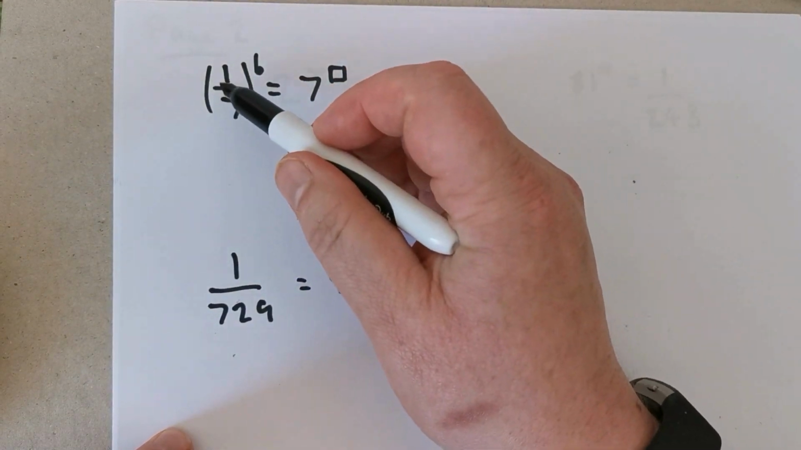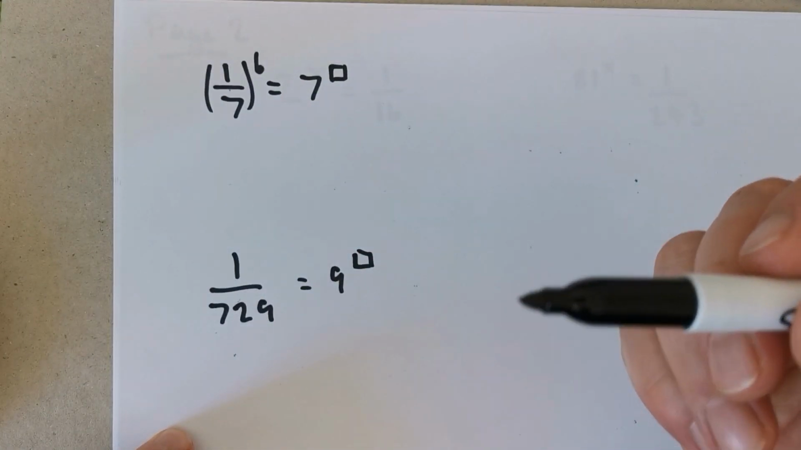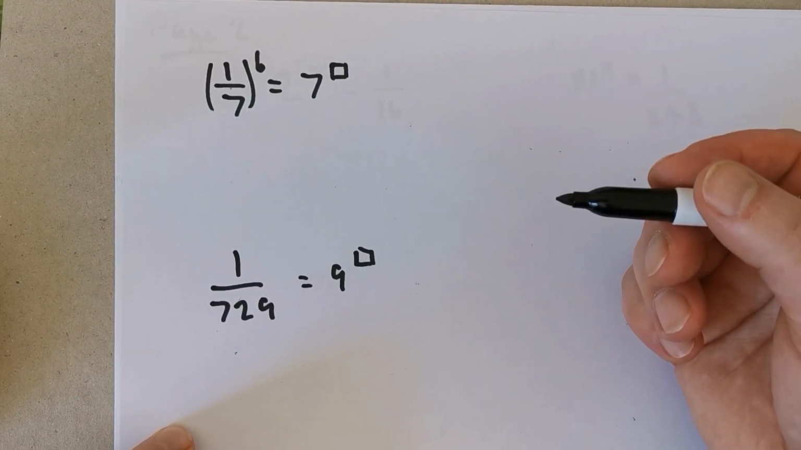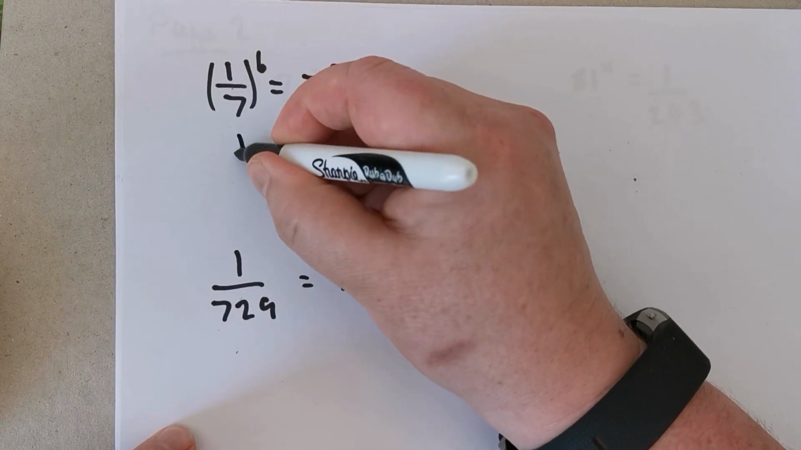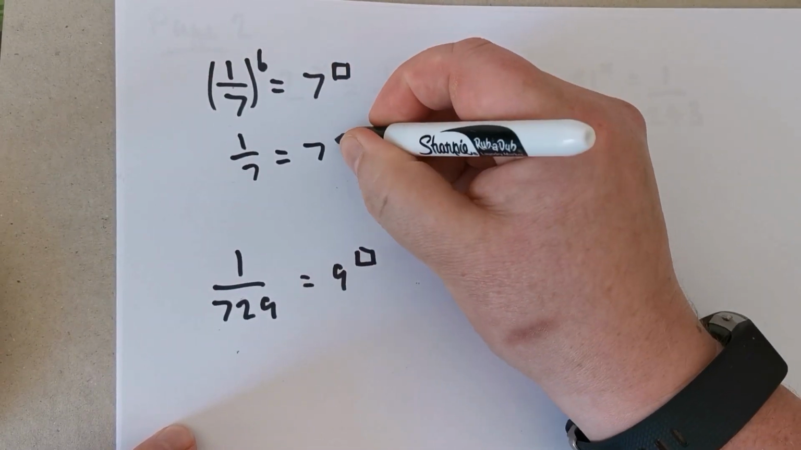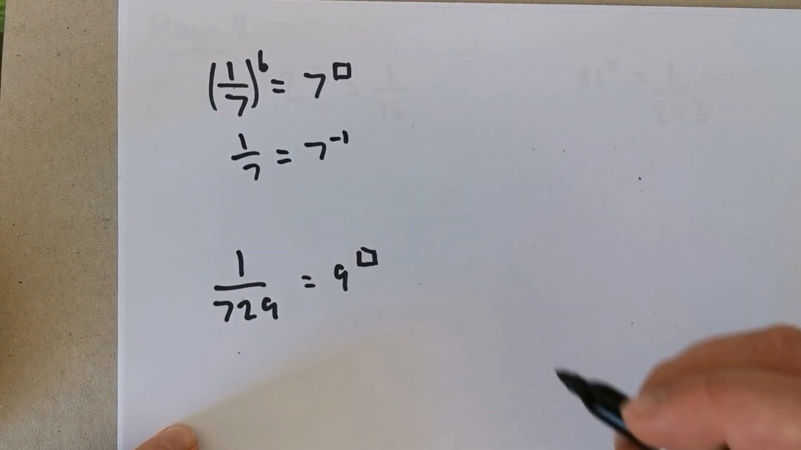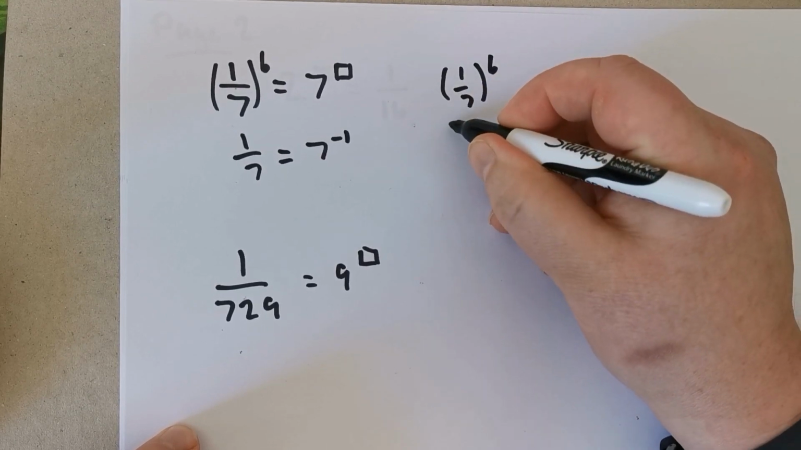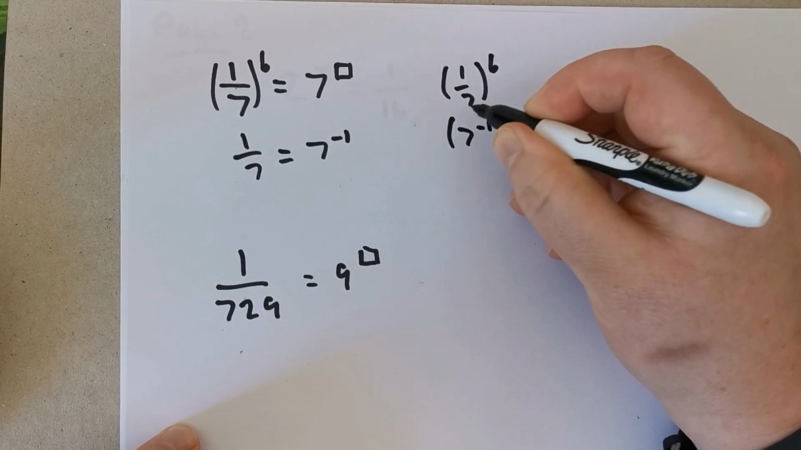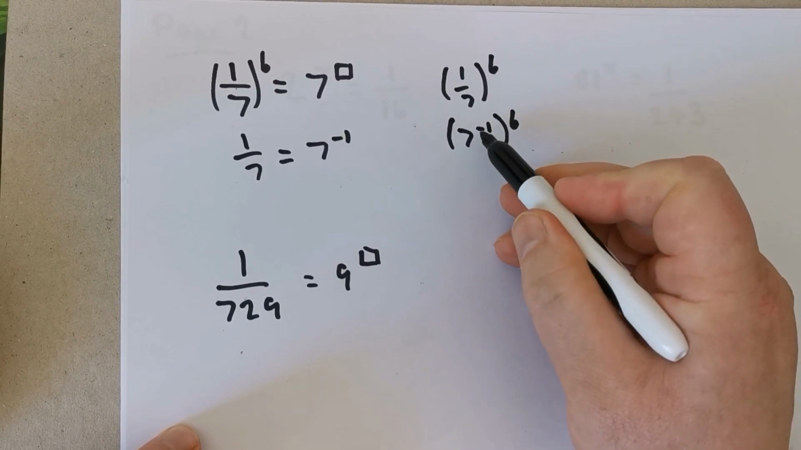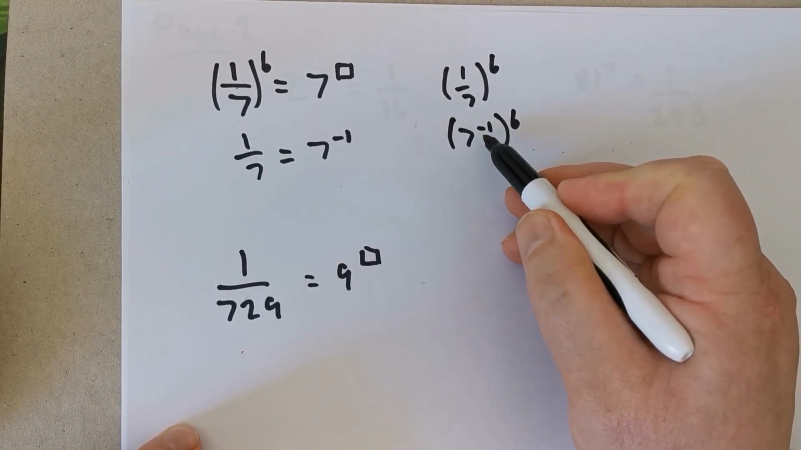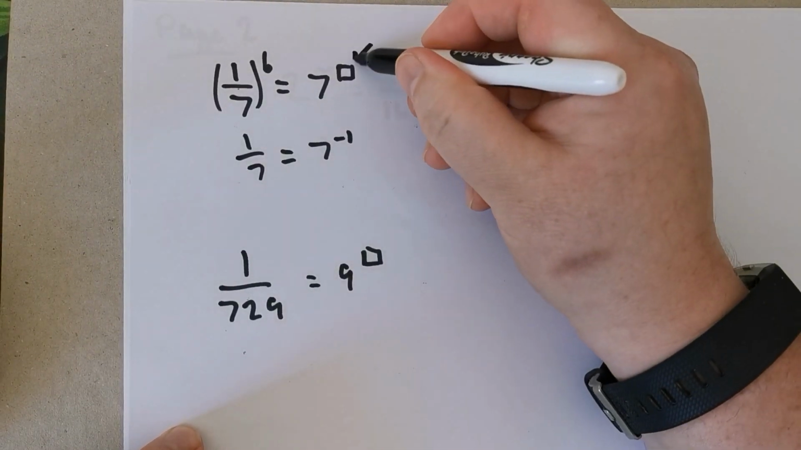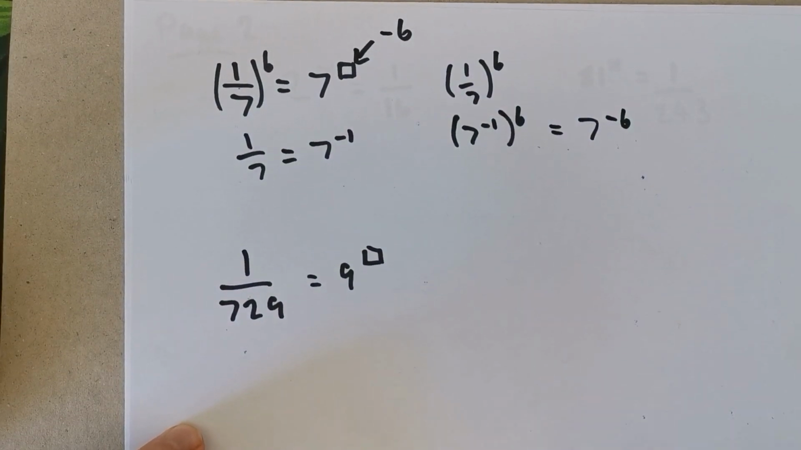So what you're doing with this, 1 over 7 to the power 6. Now, this will have been indices 2, where you need to learn that fractional indices give you a reciprocal. So you know that 1 over 7 is the same as 7 to the power minus 1. So 1 over 7 to the power 6 is the same as 7 to the power minus 1 to the power 6. And all we do now is multiply those two together, and minus 1 times 6 gives you minus 6. So 7 to the power minus 6 is what's going to go in there.